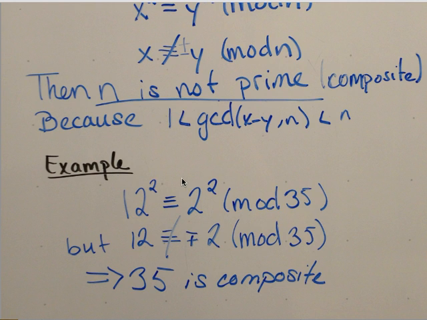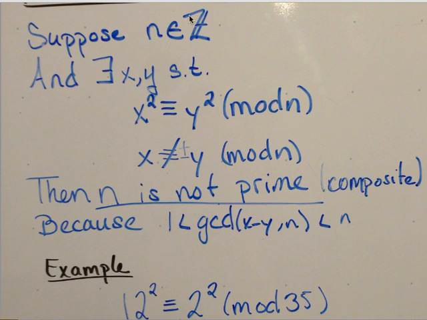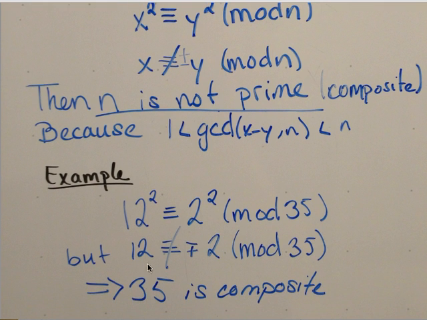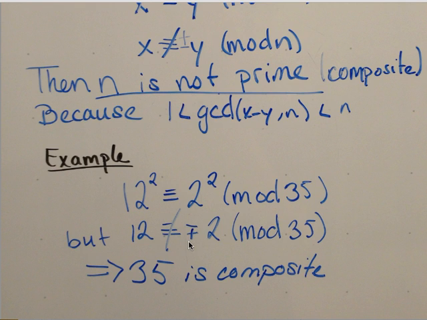For example, suppose n is 35, an element of the integers. Since there exist x and y, for example 12 and 2, such that 12 squared is congruent to 2 squared mod 35, this is true. However, 12 is not congruent to either plus or minus 2 mod 35. Therefore, we can say that 35 is composite.